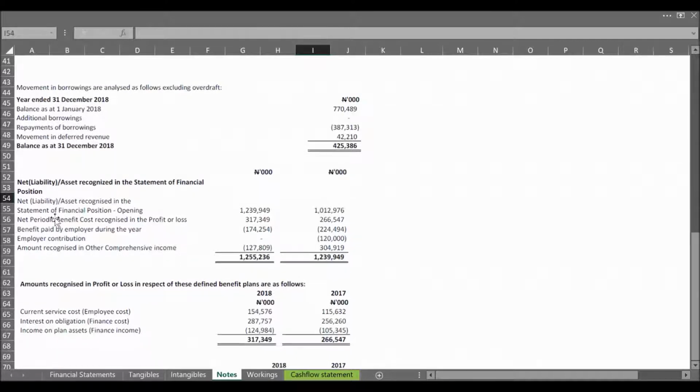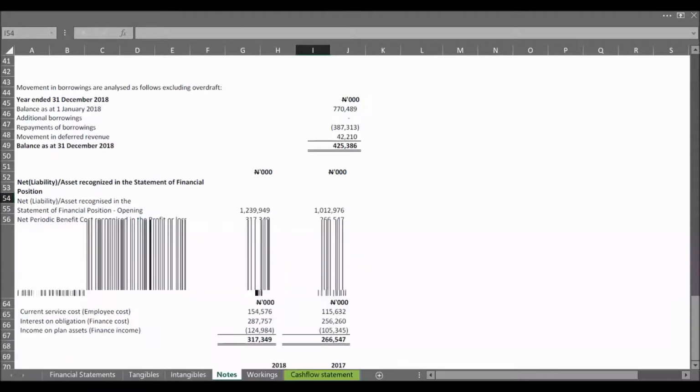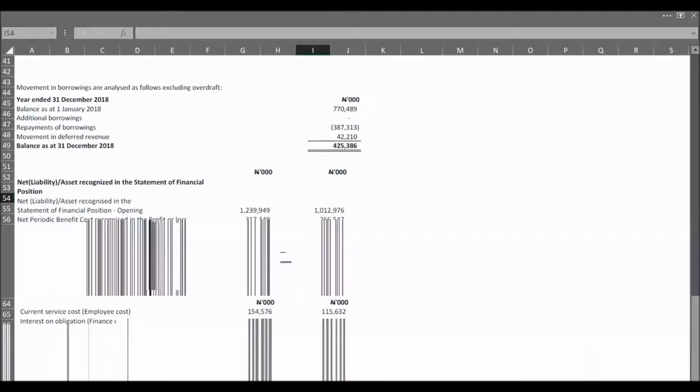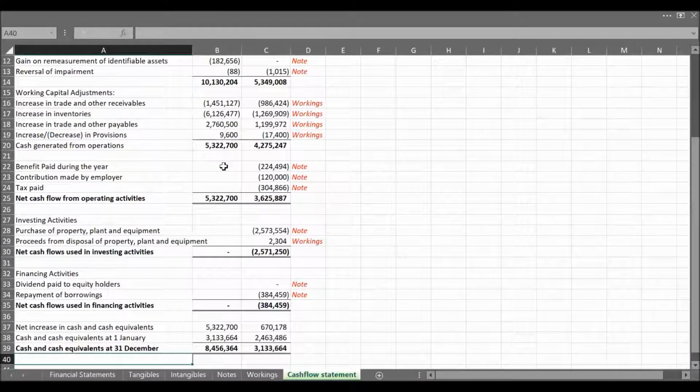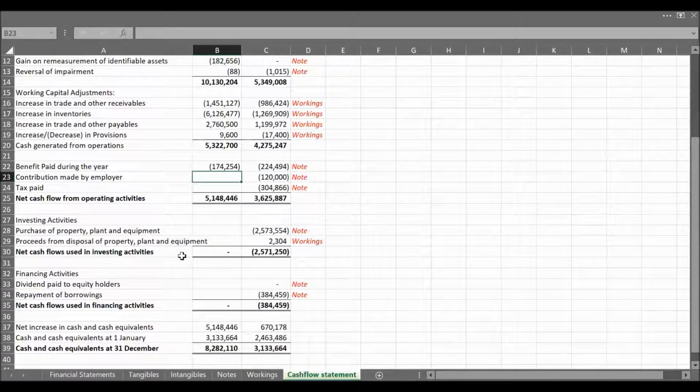You can see the section on the employee benefit liability: statement of financial position, opening balance, the net cost recognized in P&L, which was already captured. Then the benefits paid by the employer during the year. So this is 174,254. So it's a cash outflow. We're going to recognize the amount as a negative amount in the cash flow statement: minus 174,254.